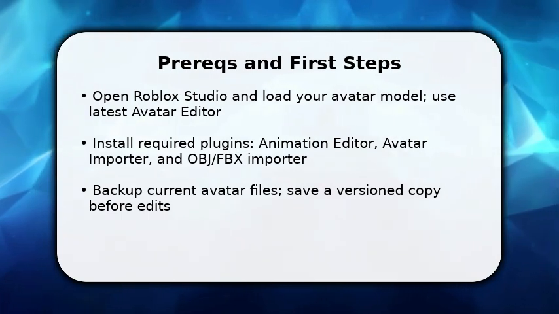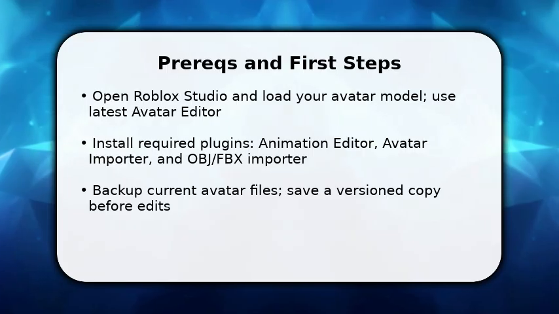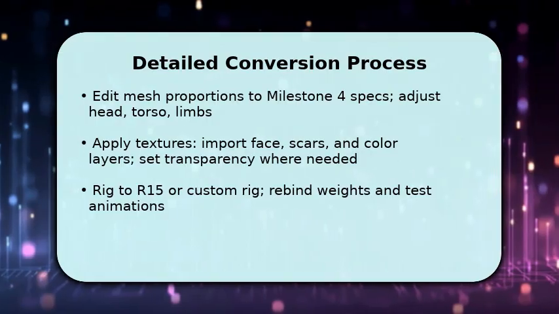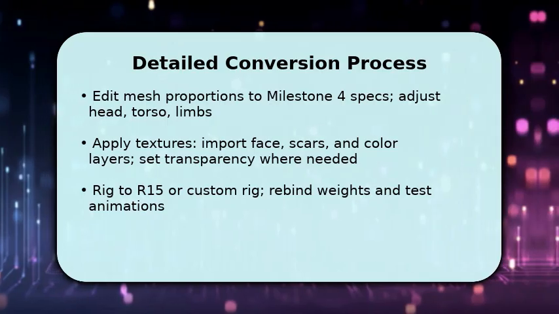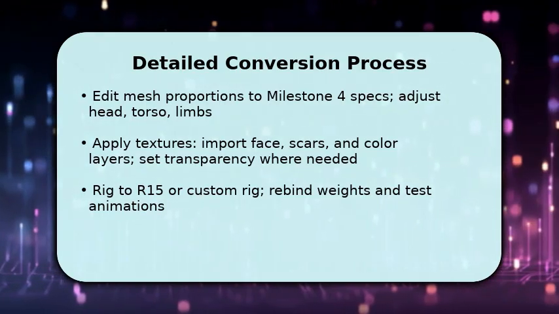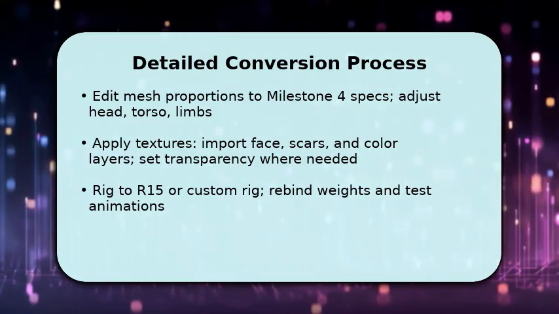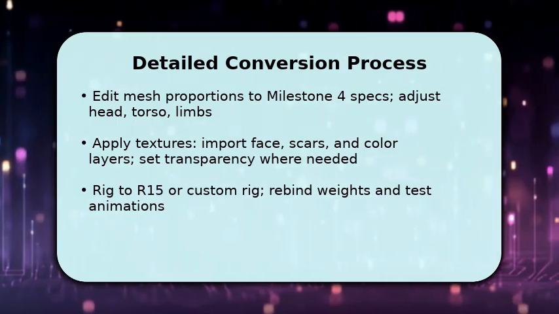Now you reshape and texture. Import the mesh into the editor and scale head and torso to Milestone 4 proportions, keeping joint origins intact so animations won't break. After that, bring in texture maps, face, scars, clothing layers, and carefully place alpha channels for any torn or translucent areas. Next, rig the mesh to R15 or your custom skeleton, rebake skin weights, and run the animation tester to ensure movement looks natural.